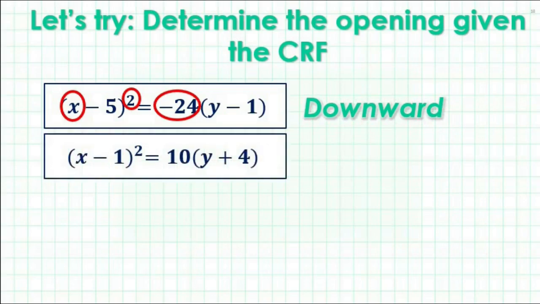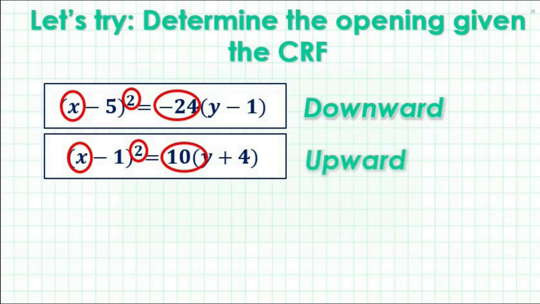Next, we have x minus 1 squared equals 10 times y plus 4. Again, take note which variable is squared. And in this case, x again is squared. So the possible options would be, it may be a parabola that opens upward or downward. Again, you refer to 4p. And 4p here is represented by positive 10. And since 10 is positive, we can conclude that this is a parabola that opens upward.